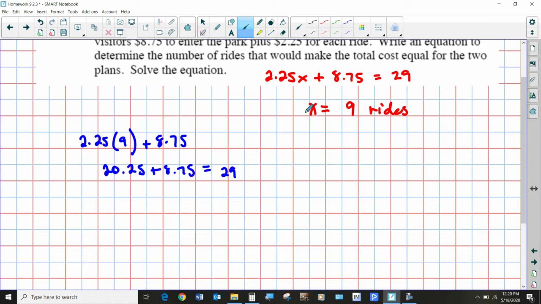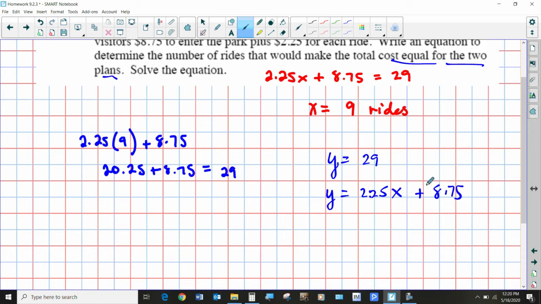This is called a system of equations. And basically what we know is this. The total cost, which is y, under the new plan is $29. However, the total cost in the previous plan was to take $2.25 for every ride you go on, where X represents the number of rides, plus the entry fee to get into the park. So if the total cost is going to be the same, because that's what they're saying, write an equation to determine the number of rides that would cost equal for the two plans.